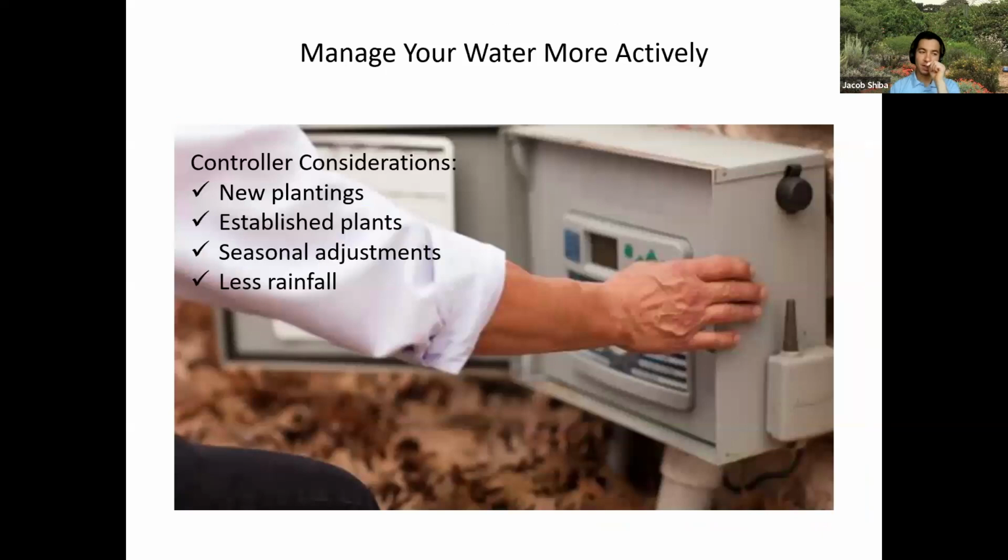Now, when it comes to managing your landscape irrigation, stay on top of any kind of changes in your irrigation programming. So new plants, establishing plants, making those seasonal adjustments, and of course, turning that system off when we get some rainfall wherever you are.